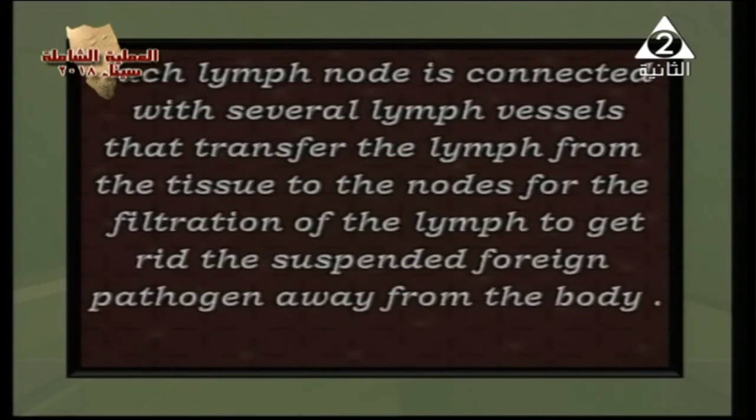Each lymph node is connected with several lymph vessels that transport the lymph from the tissue to the nodes for what? For filtration of the lymph. To do what? To remove the suspended foreign pathogens away from the body. So those pockets have an important function in connecting with other lymph vessels to remove the foreign body away from the body.